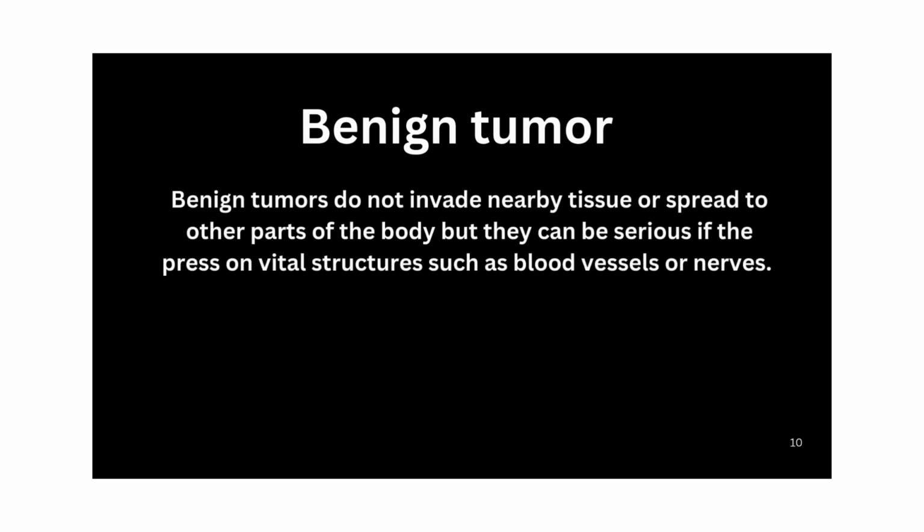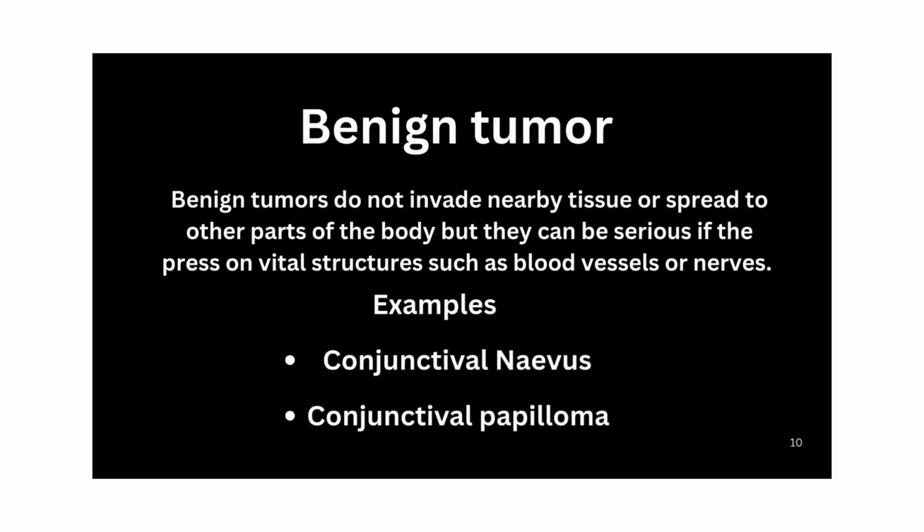Second example of epibulbar tumor is benign tumor. Benign tumors do not invade nearby tissue or spread to other parts of the body, but they can be serious if they press on vital structures such as blood vessels or nerves. Examples of benign tumor include conjunctival nevus and conjunctival papilloma.